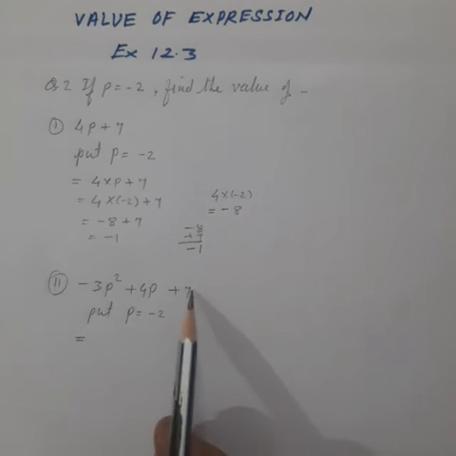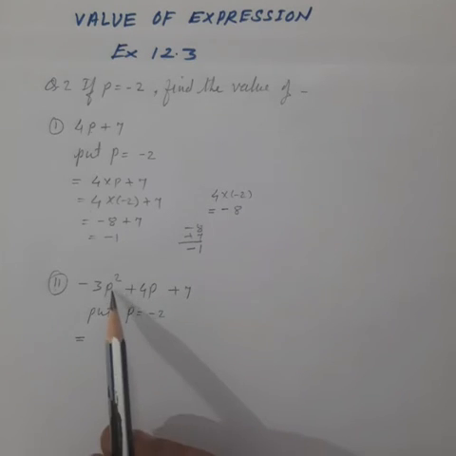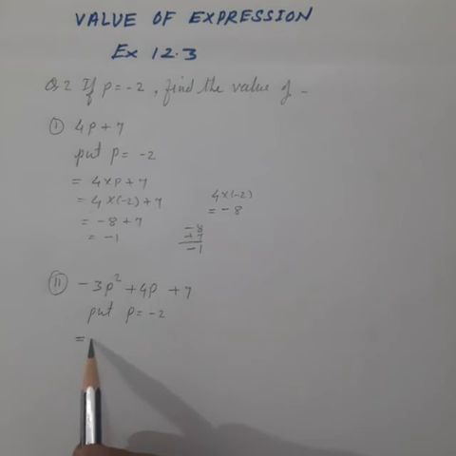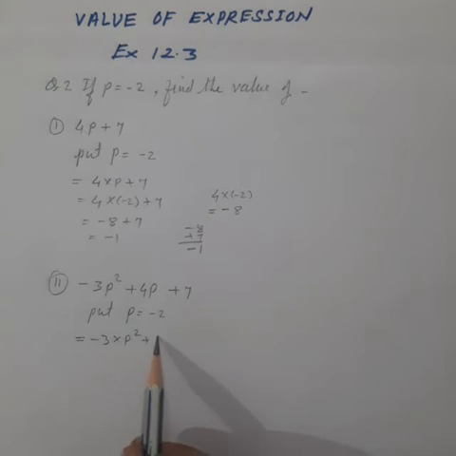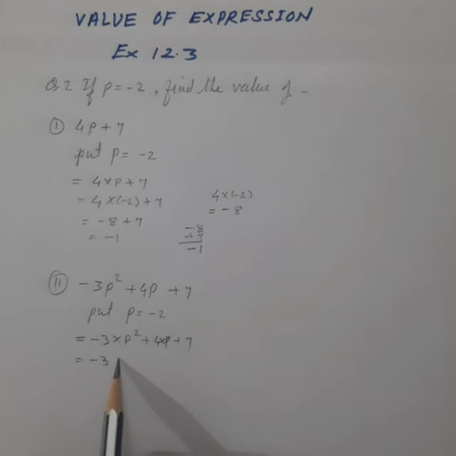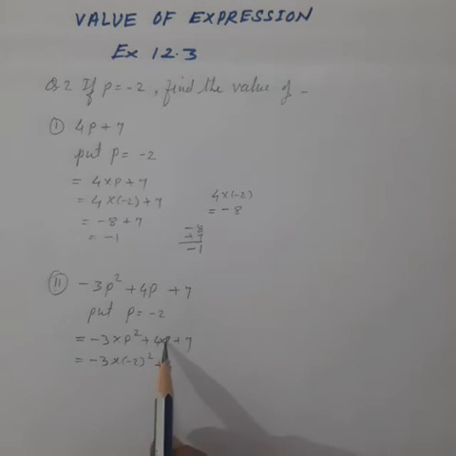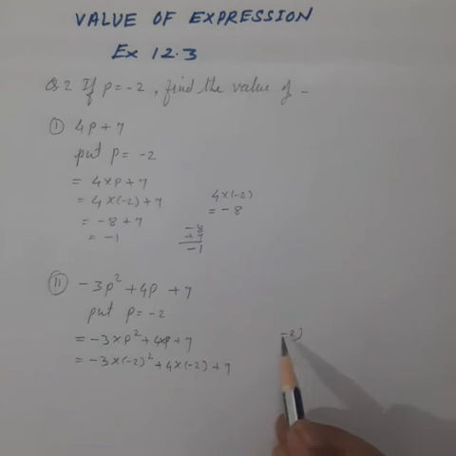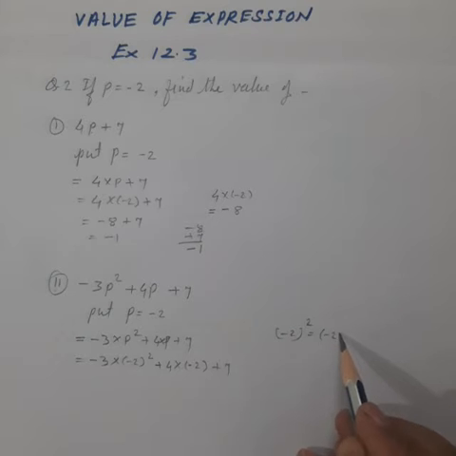Second, to find the value of this expression, at the place of variable p, put minus 2. Minus 3p square means minus 3 into p square, plus 4p means 4 into p, plus 7. Minus 3, at the place of p, put minus 2. Minus 2 square plus 4 into minus 2 plus 7. Now this minus 2 square. Minus 2 square means minus 2 into minus 2. In this product, both the numbers are negative. So, the product is positive. 2 2s are 4.